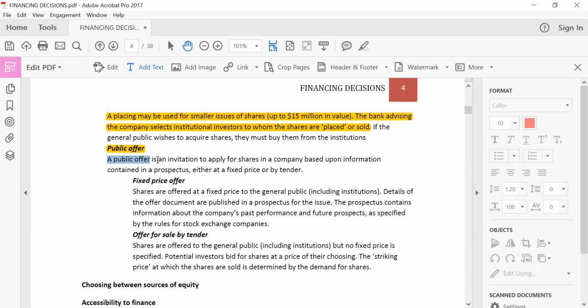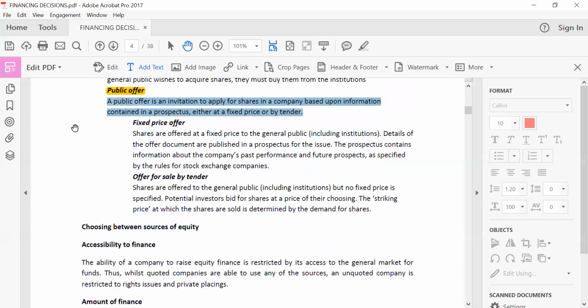A public offer is an invitation to apply for shares in a company based upon information contained in a prospectus, either at a fixed price or by tender. So there can be a public offer, right? In that regard, now let's explain what you mean by a fixed price offer.